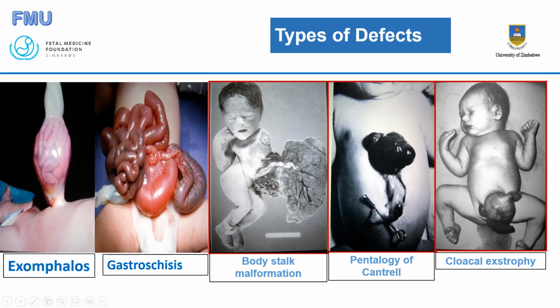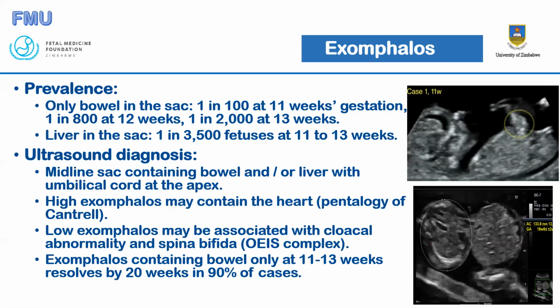exomphalos. I thought I needed to revise with you a bit more the exomphalos, because of the importance of these conditions. So exomphalos, how common are they? 1 in 100 at 11 weeks because of the physiological exomphalos. So if you do scan babies at 11 weeks, you are going to see this physiological exomphalos.